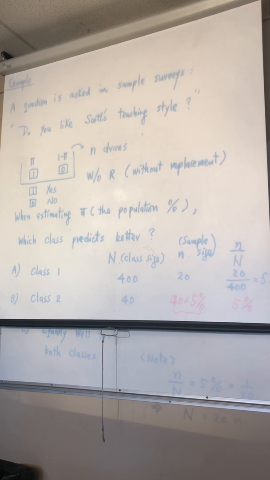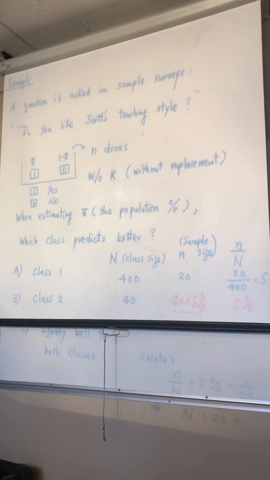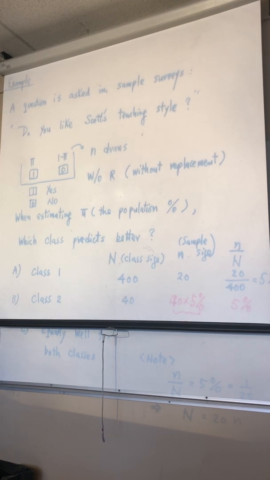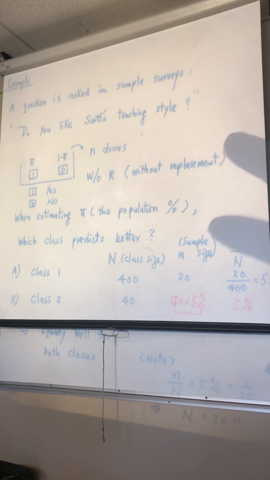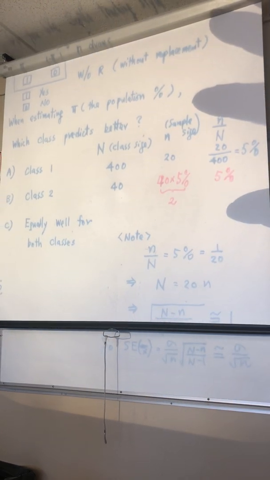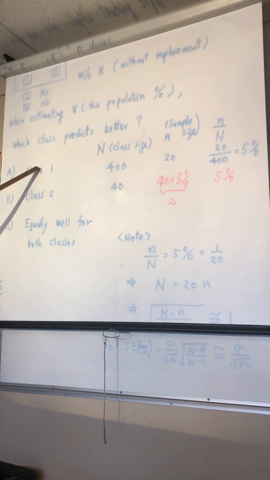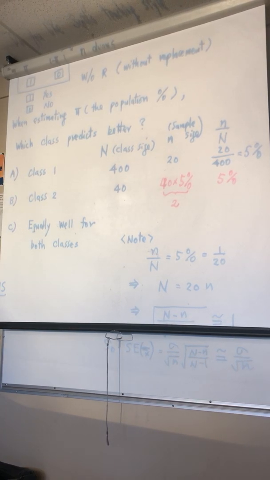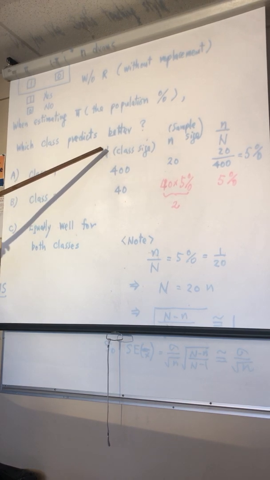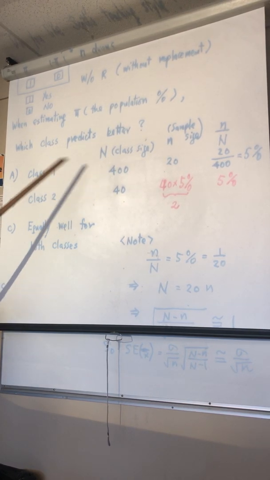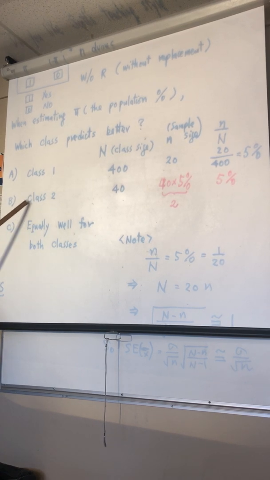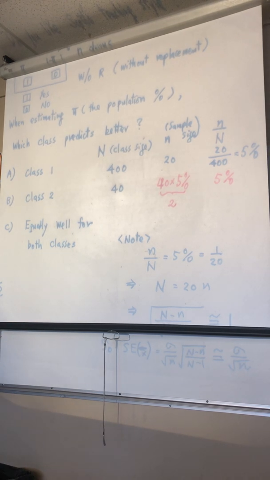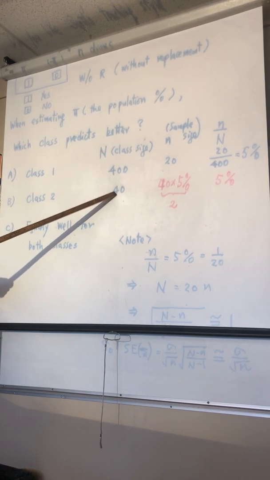As I mentioned before, this is without replacement, so you're going to see the finite population correction factor. Now, if this is the case, which class predicts better? I give you 2 classes, class 1 and class 2. Class 1 has 400 students, and class 2 has only 40. So class 1 has 10 times more students.